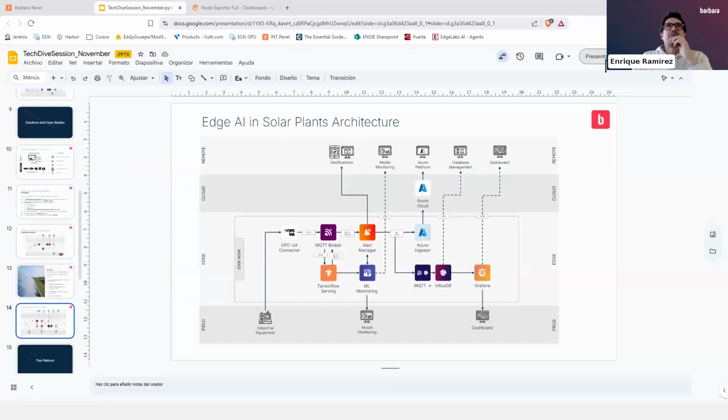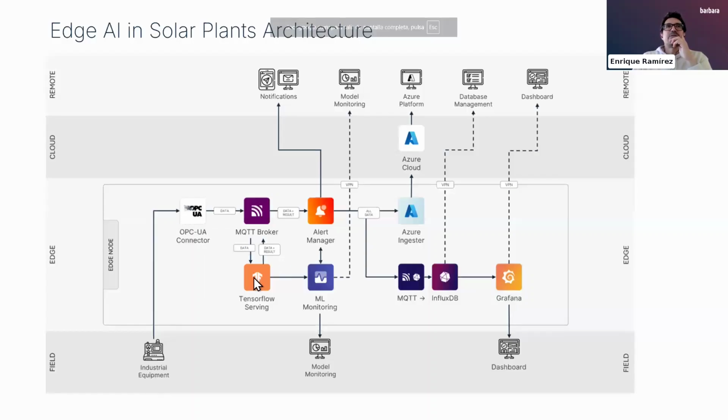to our diagram, because we could see that we had the connector, the AI model, the ML monitoring tool, everything is publishing here in the broker. So let's see the alert manager, and let's see this part here where we can see the actual prediction. Okay, and finally we will see the Azure cloud.